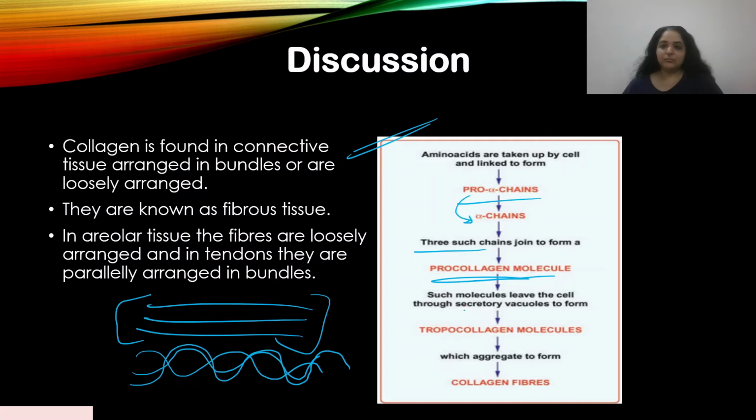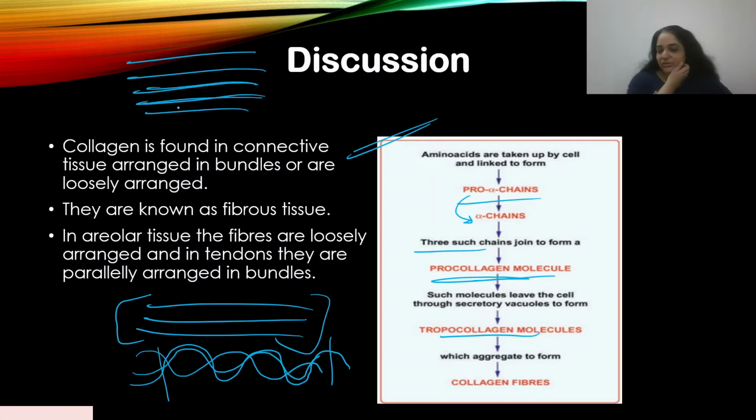Alright. Now such molecules leave the cell through secretory vacuoles to form tropocollagen molecules. So eventually the pro-collagen molecules finally get converted to tropocollagen molecules. That's like the final fibrous bundle that you see. That's called a tropocollagen molecule. So pro-collagen gets converted to tropocollagen molecule, which then aggregates to form these fibers. So these loose ends are cut like that to form tropocollagen molecules, and then they are arranged in fibrous forms, like fibers. You find striated fibers.